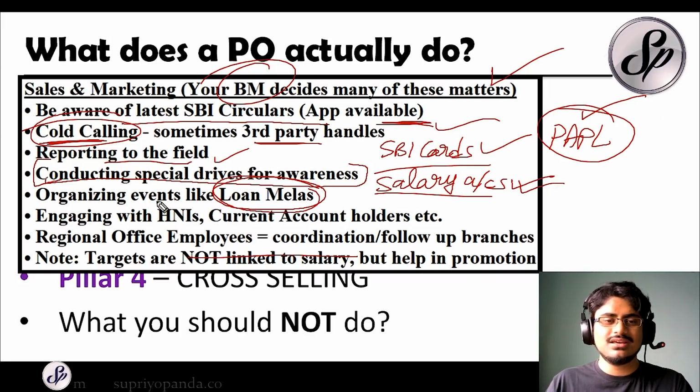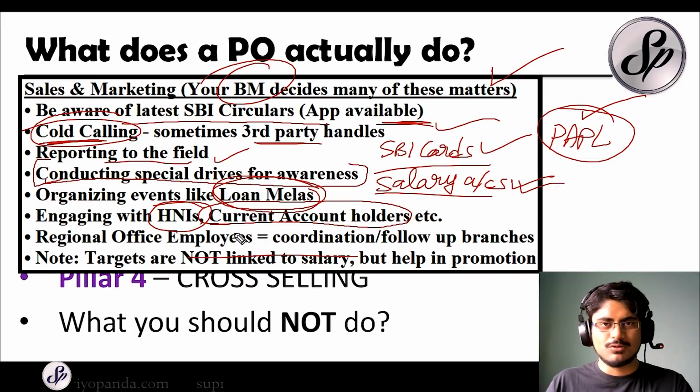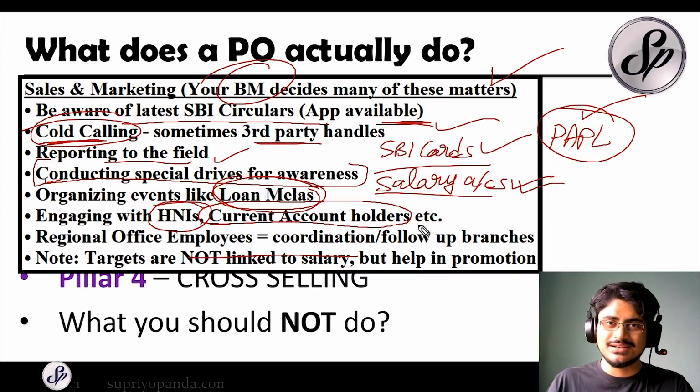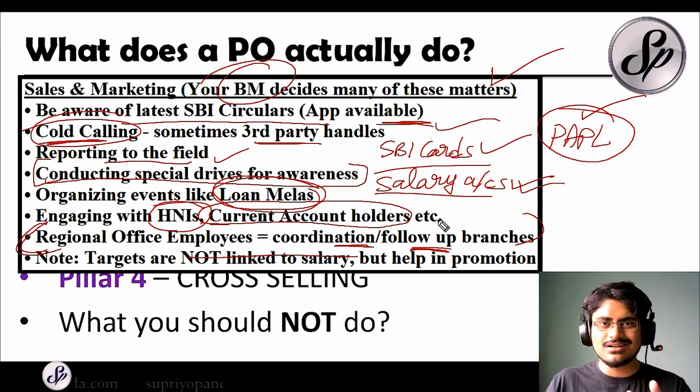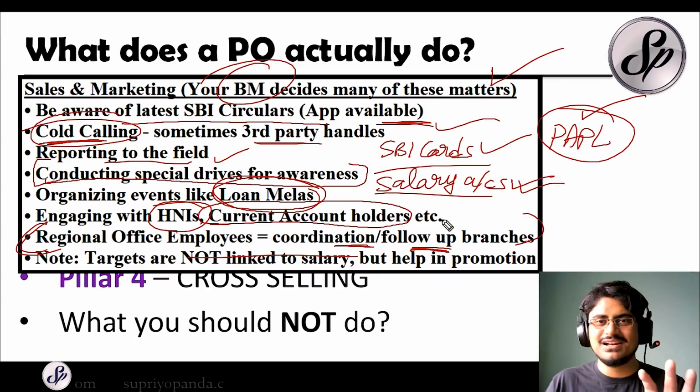Now, engaging with the high net worth individuals and the current account holders. The current account holders are the backbone of your branch, and also the HNIs. They have huge deposits in your bank, and that is why you have to engage with them. You have to talk with them. Sometimes you might have to visit them. These kinds of things you have to do. And the regional office employees: if you are posted in the RBO or the regional office, you have to do the coordination and the follow-up with the branches. Your task is mainly to see that the other people follow their tasks. That is also something that you have to do.